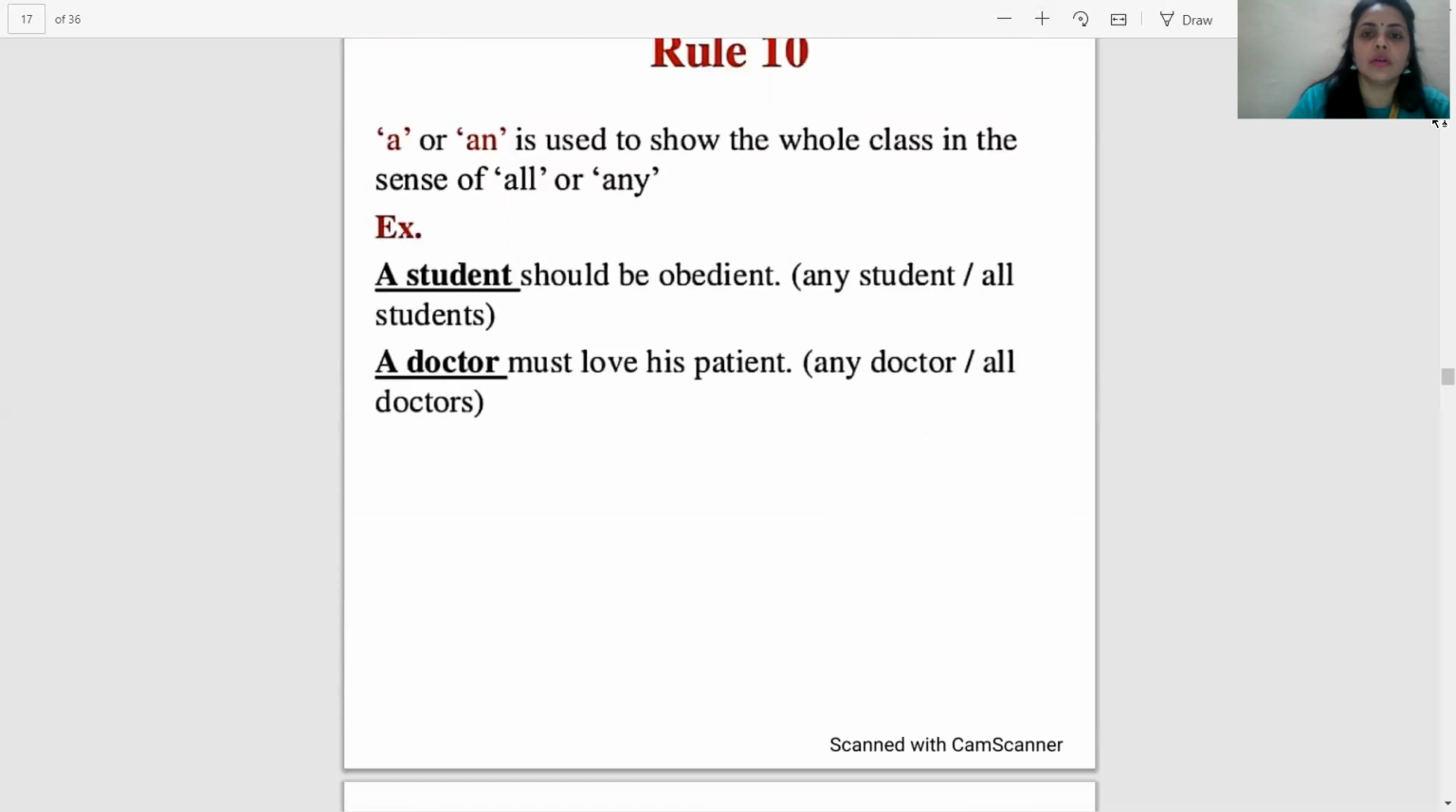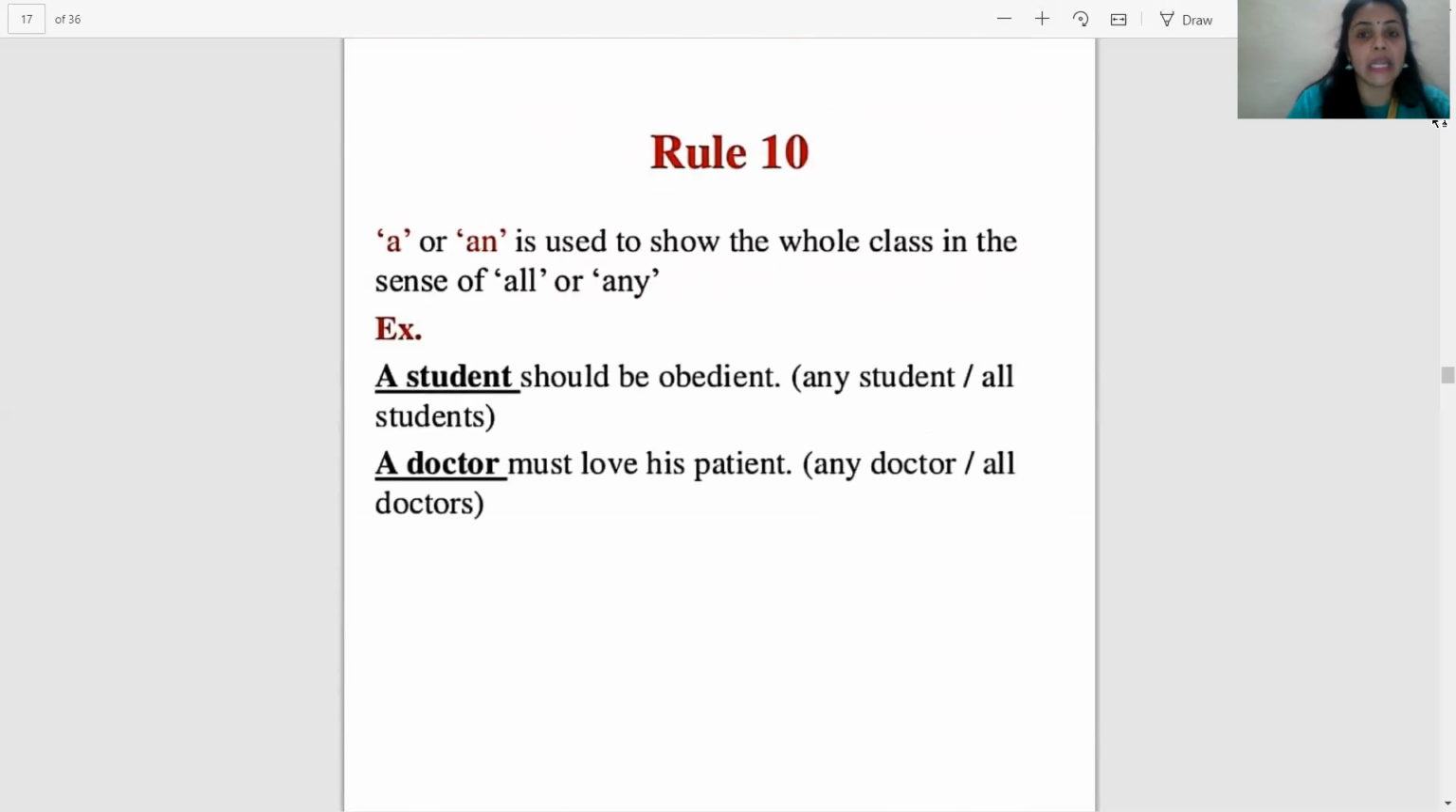Okay, rule 10. And here I should again reinforce that we are right now studying indefinite articles. We have not touched the definite article yet.